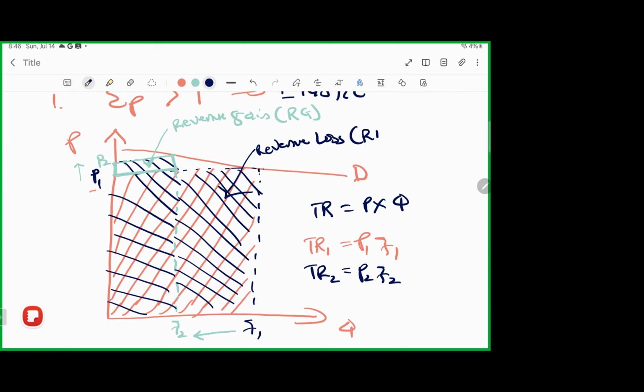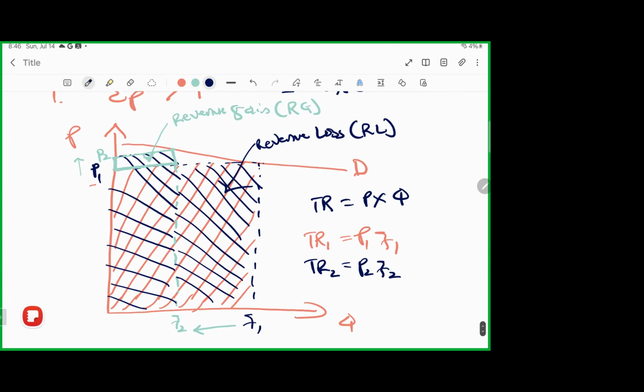Loss, RL. So if you compare RL and RG, which one is more than the other? How much is being lost in revenue? Okay, so this side is R1, R2, that's the new one. This side is R1, the whole side. So this side is R1, the old revenue, and this side is the new revenue.